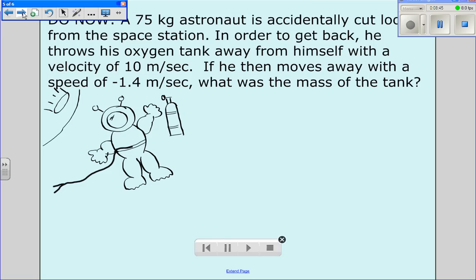So what we're going to see here is that this astronaut is not moving. He's stationary in outer space, and he is stuck. There is no way for him to get back to the space station. So what he's going to do is he's going to take his air tank, and if you look here, he's going to throw it away from himself. Let's watch that again. Throw it away from himself with a velocity of 10 meters per second.